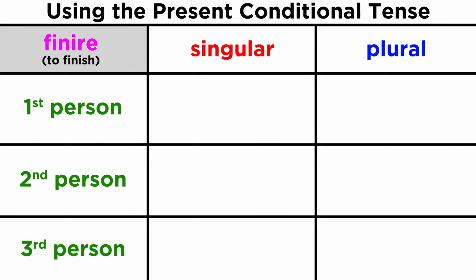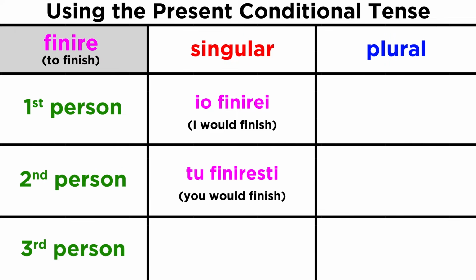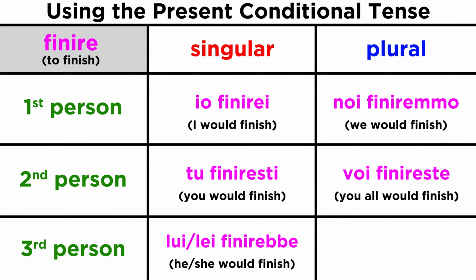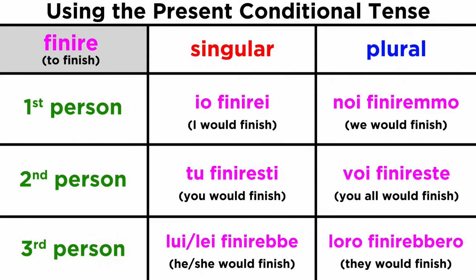And lastly, for the third conjugation, let's use finire. The base will be fini. Io finirei. Tu finiresti. Lui o lei finirebbe. Noi finiremmo. Voi finireste. Loro finirebbero.